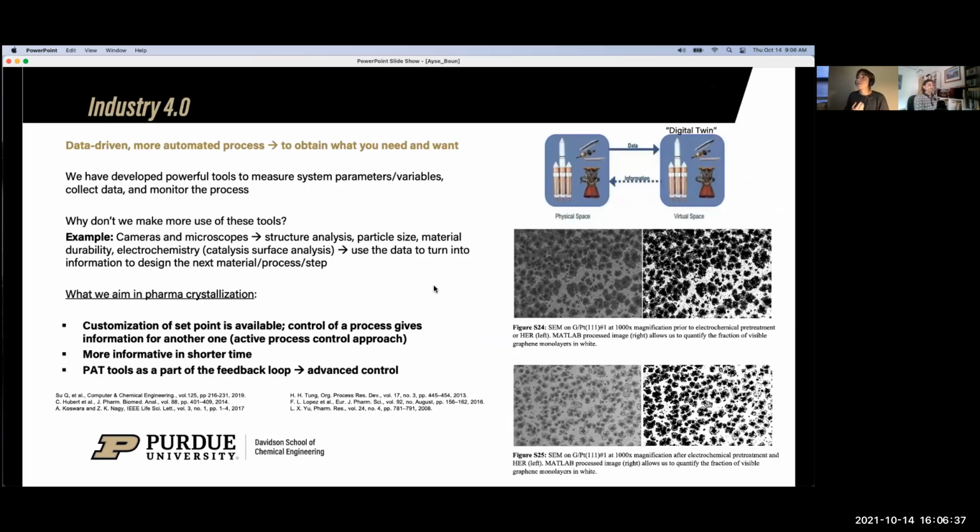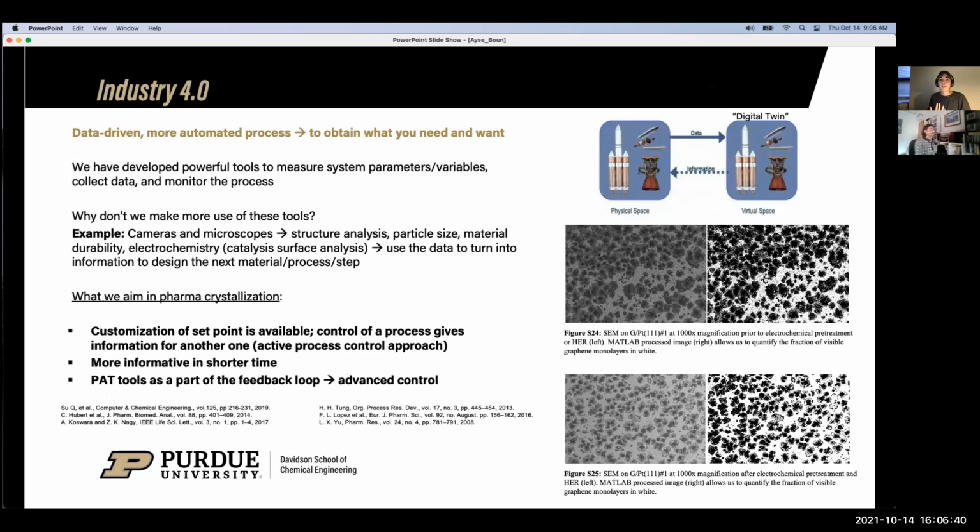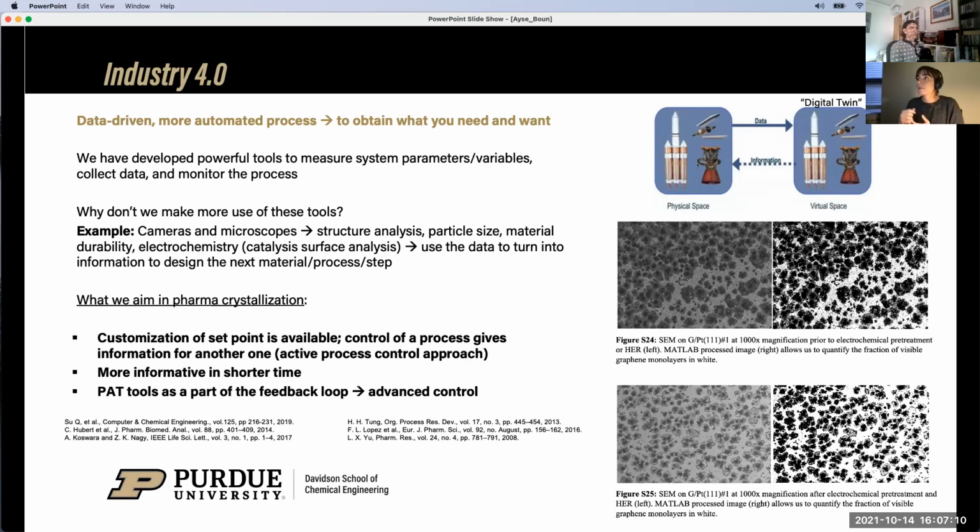And I will also mention a new paradigm. Lately, people in industry started shifting towards Industry 4.0. Industry 4.0 is smart manufacturing, as they put it. So basically, it is data-driven, more automated process to have more control on your process, to obtain what you need or what you want. It's basically using the data that we have been collecting throughout the days, months, or years, depending on your production, and then using that data to build a model of your process.